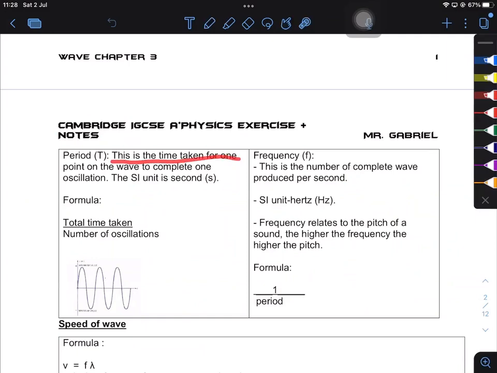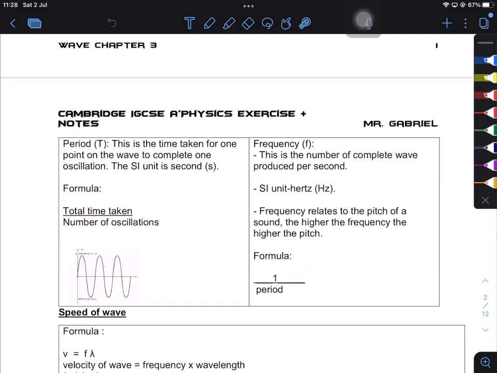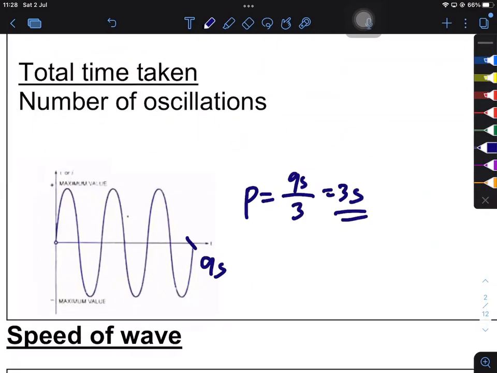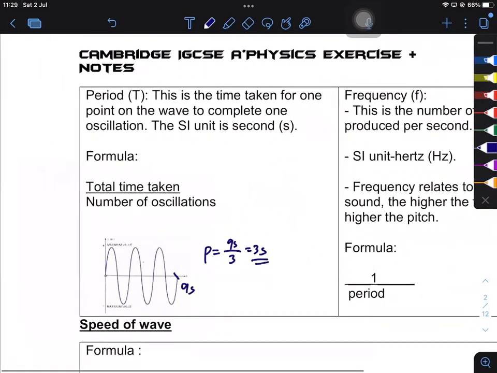And of course, once you understand period, looking at this statement here is quite straightforward. This is the time taken for one point of the wave to complete one oscillation. The SI units are definitely in seconds. It is the total time taken over the number of oscillations. If you want, you can draw a small little graph. It's 9 seconds here, then from here, you can just find that the period is actually 9 over 3, which is 3 seconds at the end of the day. You can write something like that for you to remember. Okay, very important.